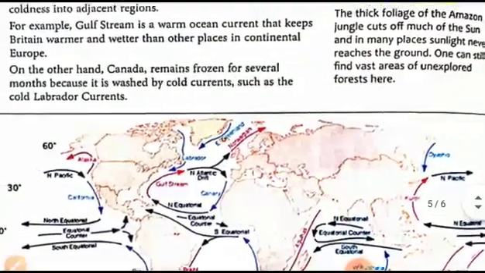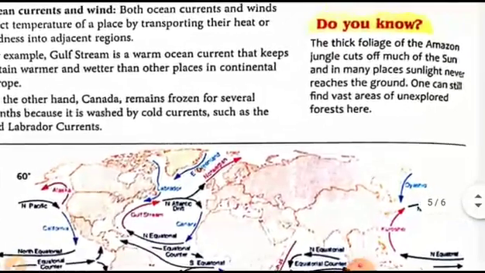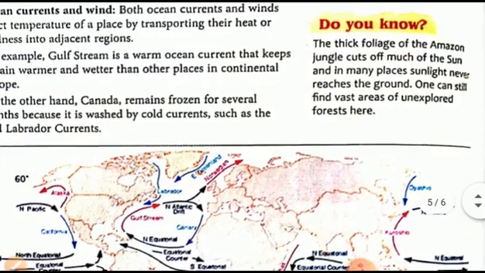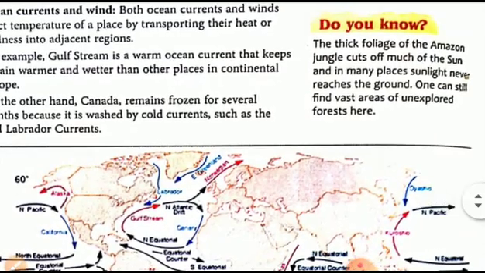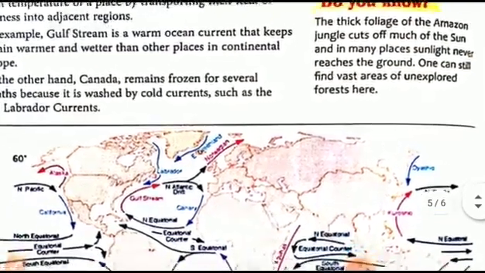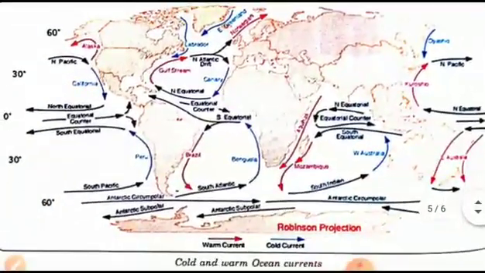Now do you know the thick foliage? Foliage means the leaves, the greenery or the trees. The thick foliage of the Amazon jungle cuts off much of the sun, and in many places sunlight never reaches the ground. So one can still find vast areas of unexplored forest here. In the Amazon jungle there is so much thick foliage, thick leaves and trees, that sunlight does not go towards the land, and that's why that area is very cold, since the land does not get heated.